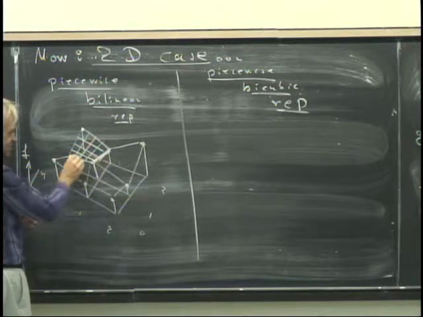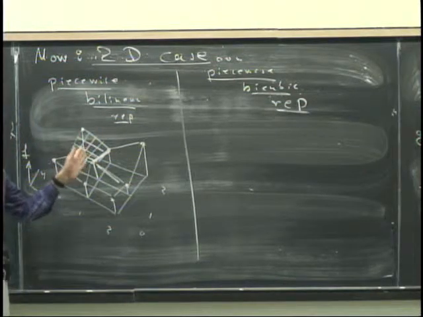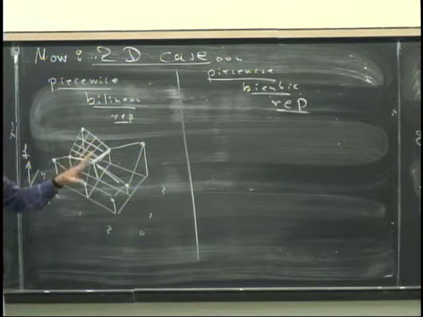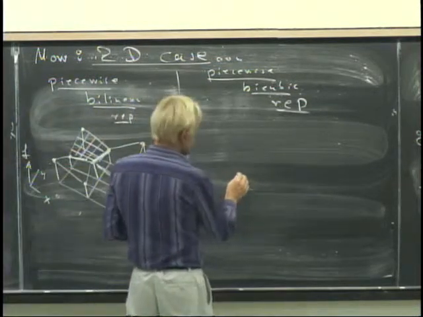You will see these discontinuities in the normal when you apply a lighting model to this. You will see that. It's not a smooth surface. So that's why we don't like it, okay? So we want something like this, piecewise bicubic.